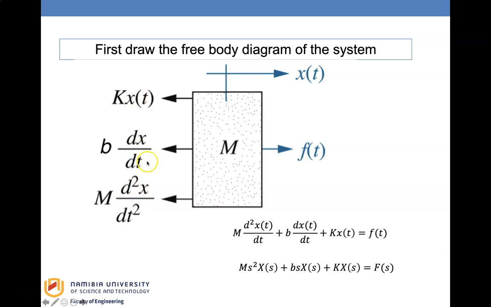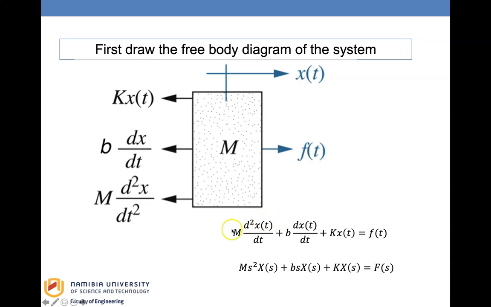Now if you write the equation using Newton's second law, summing all these forces, m d²x/dt² plus the damper force plus the spring force will be equal to the applied force. This is still in the time domain, and for us to find the transfer function, we need to do a Laplace transform of this. If you assume that initial conditions are 0, which means we applied the force from rest, the mass was at rest and then we apply the force.